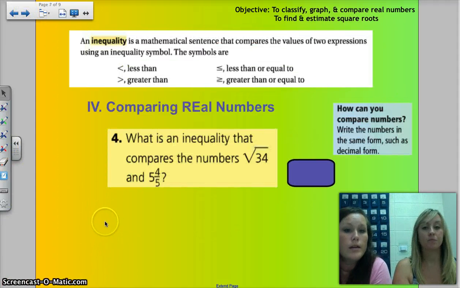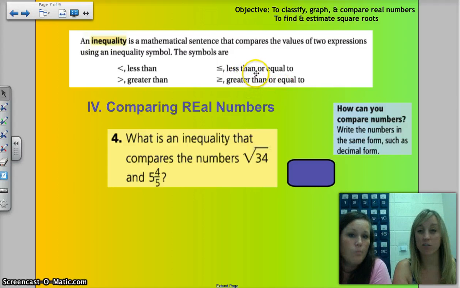An inequality is a mathematical sentence that compares the values of two expressions using an inequality symbol. Basically, you're greater than, less than, or less than or equal to, greater than or equal to. This is a review from like 3rd grade. It's right on your sheet, guys, so you have it down.